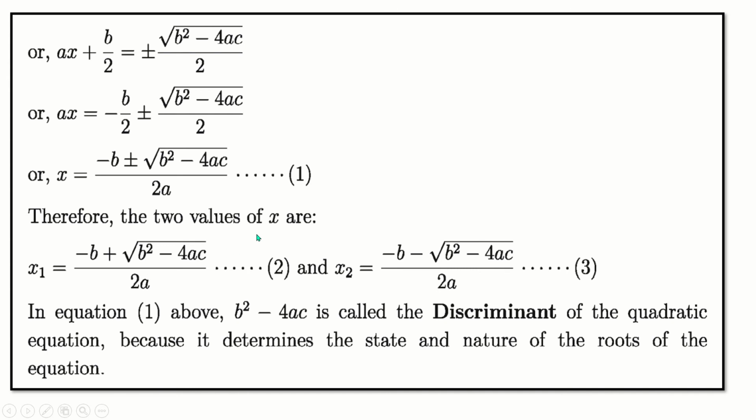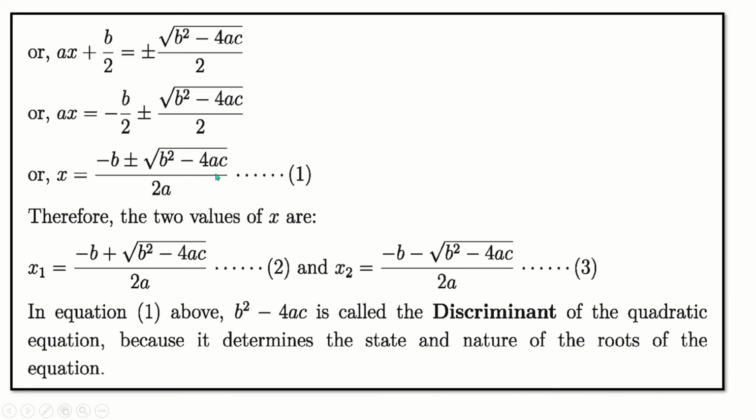Therefore, the two values of x are, one is x1, this is equal to minus b plus square root over b square minus 4ac divided by 2a, and another one will be minus b minus square root over b square minus 4ac divided by 2a. Here follow within the square root. Within the square root means b square minus 4ac. This determines the state and nature of this equation, of this equation meaning ax square plus bx plus c.